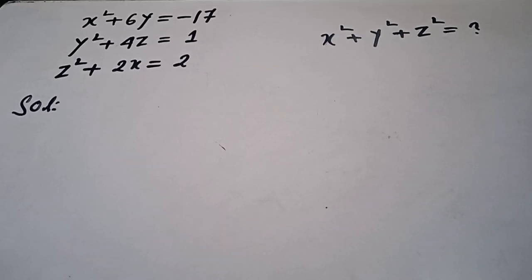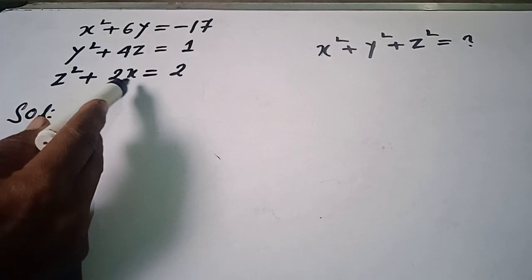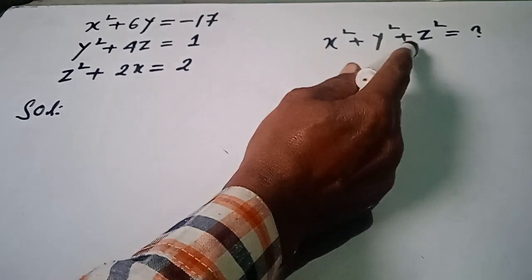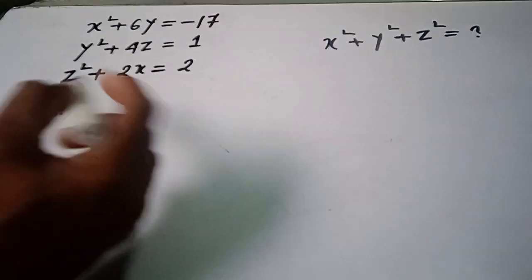A simple algebraic problem. Problem: x square plus 6y is equal to minus 17, y square plus 4z is equal to 1, z square plus 2x is equal to 2. Then solve the value of x square plus y square plus z square is equal to what?